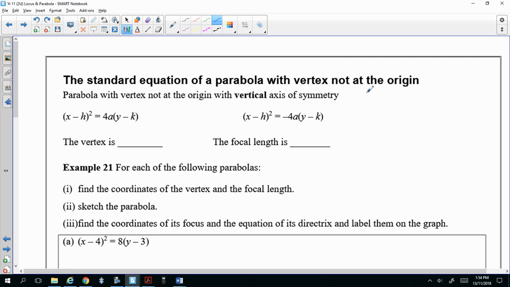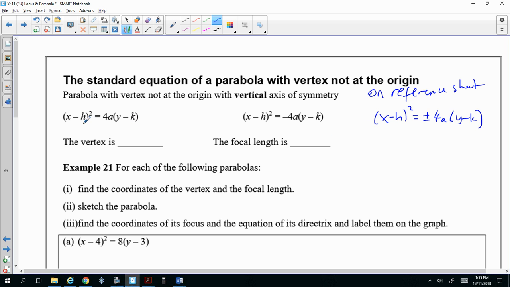Now on your reference sheet, you will find that it is on the reference sheet. They will write it like this. That's what you see on the reference sheet, plus or minus 4a y minus k. That's what they give you.